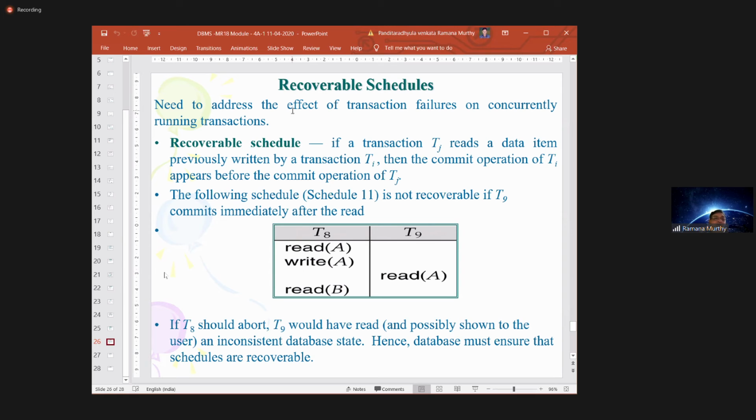Right. So we need to address such effects of transaction failures on concurrently executing transactions. Now we'll see what is the meaning of recoverable schedules. If a transaction Tj reads a data item which was previously written by Ti, in this particular case the value is written by T8 and read by T9.